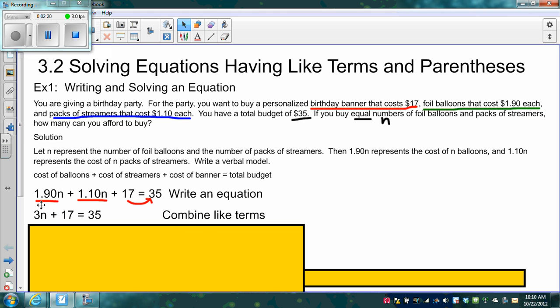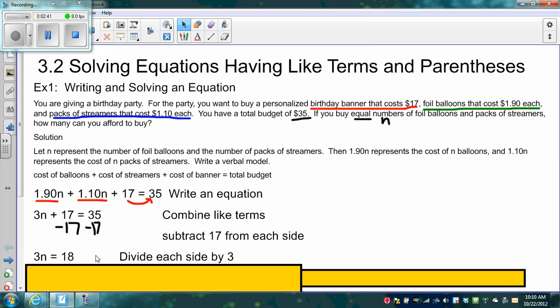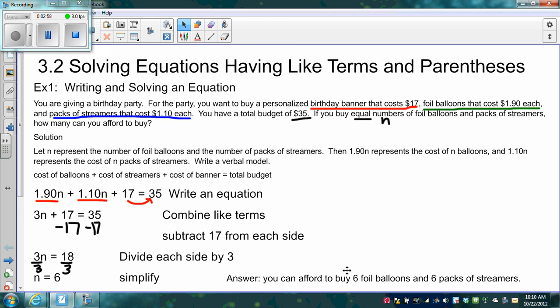So first, 1.90n plus 1.1n equals 3n. Then we can subtract 17 from both sides to get the 3n alone, which then is going to be 3n equals 18. We can divide each side by 3 to get n, which is n equals 6. But what does this n mean? The n means that you can afford to buy 6 foil balloons and 6 packs of streamers with your budget.